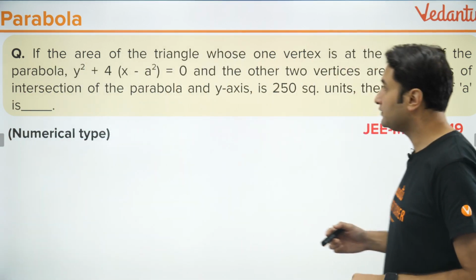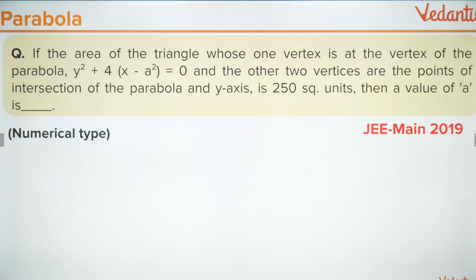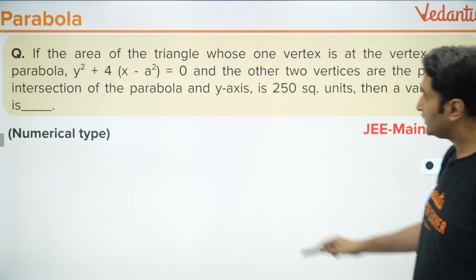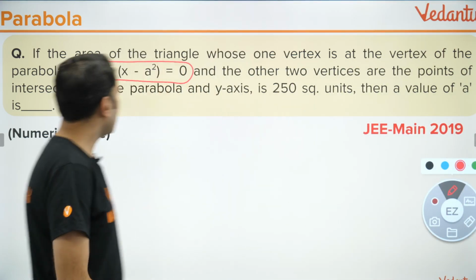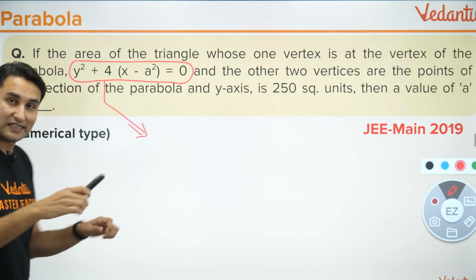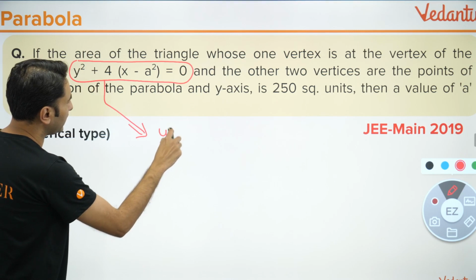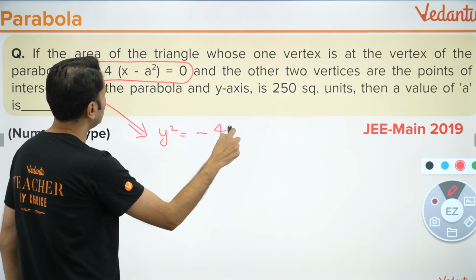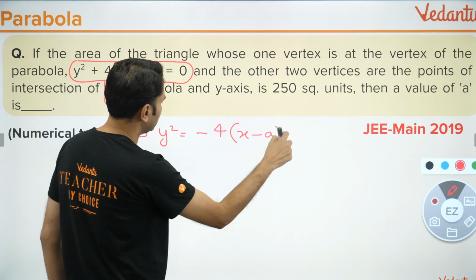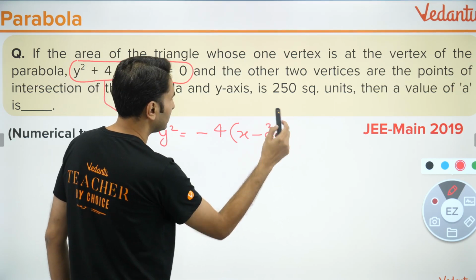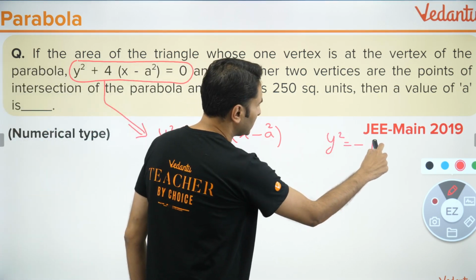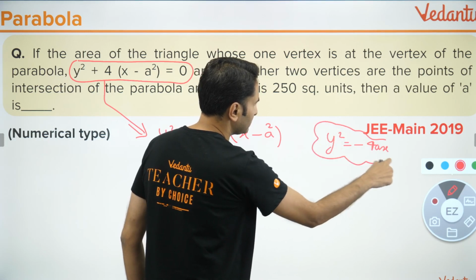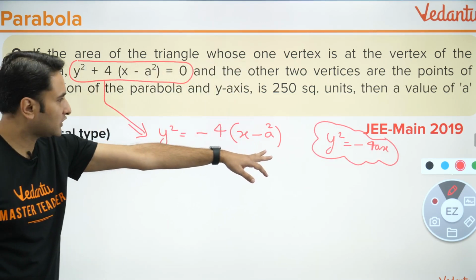Chalo, let's learn this problem. So क्या बोल रहा है? If the area of the triangle whose one vertex is at the vertex of the parabola. अच्छा, मतलब what does it mean? So this is the parabola. Can you see it is a shifted parabola? So can you see of what parabola is it the shifted version of? I can write this as y square is equal to minus 4 times x minus a whole, x minus a square. Agree? ठीक है? So this is the shifted version of y square is equal to minus 4ax. It is the shifted version of y square is equal to minus 4ax.